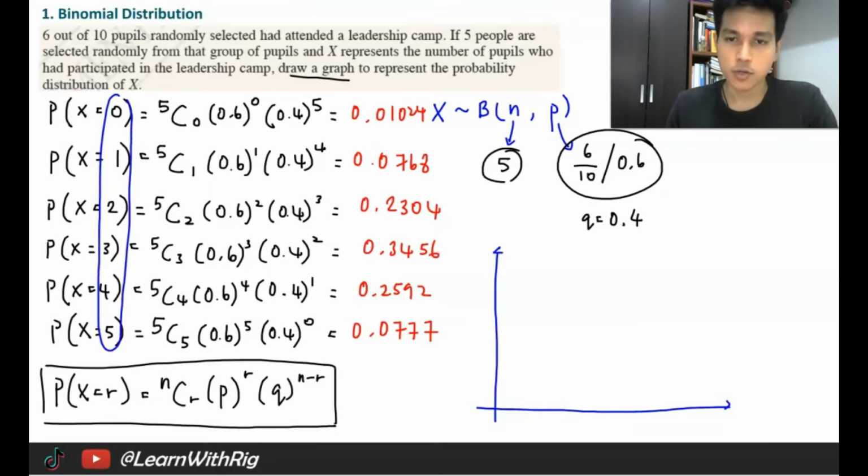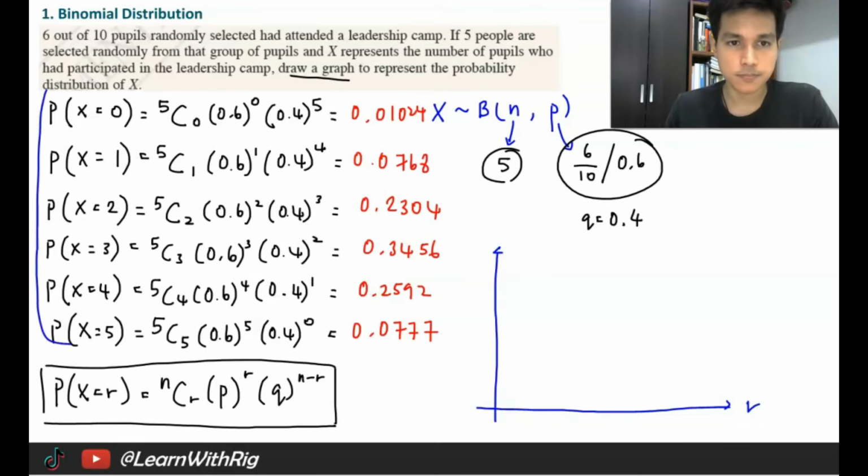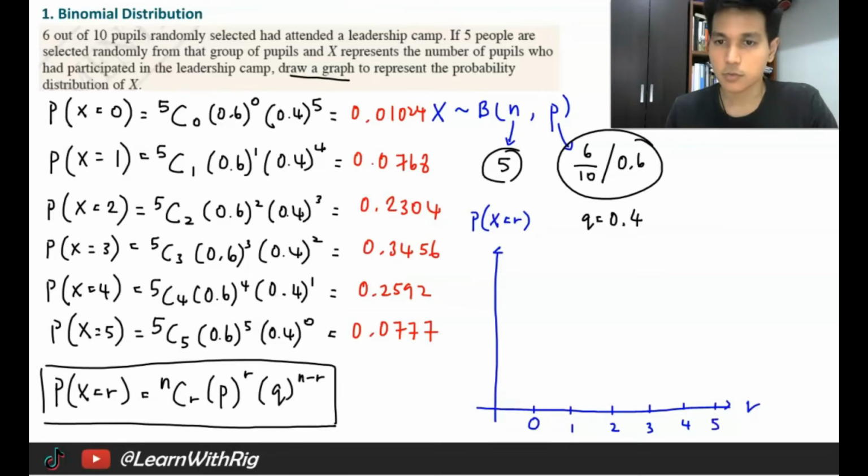The r value is going to be on your x-axis. So here you're going to write r, and then the outcome, which is the whole thing here, the probability, is all going to be here. So P(X = r). Okay, so r can be 0, 1, 2, 3, 4, 5. These are the only outcomes for the r value, which is what we have here. Now we need to find the probability.